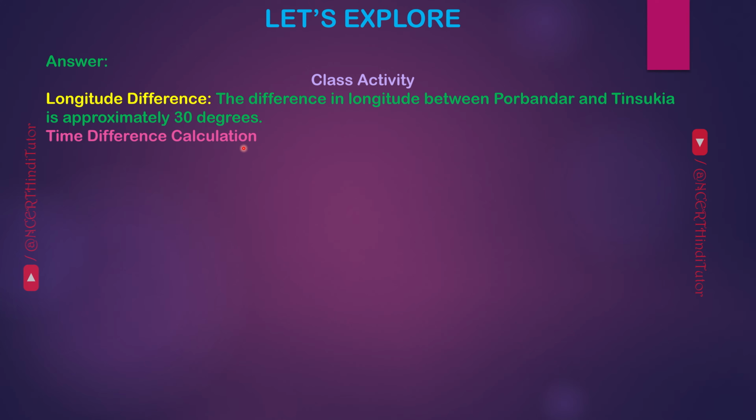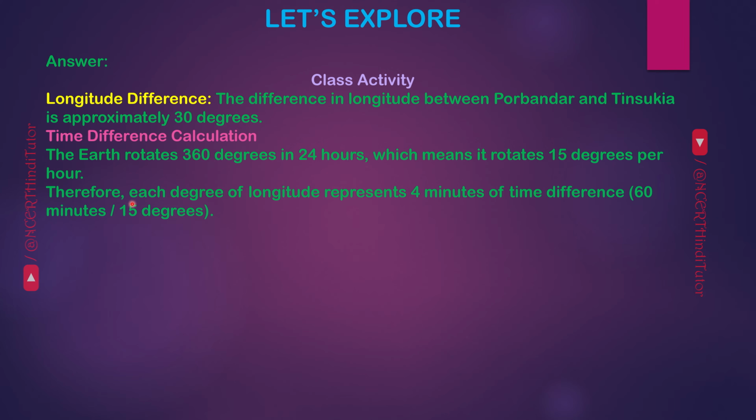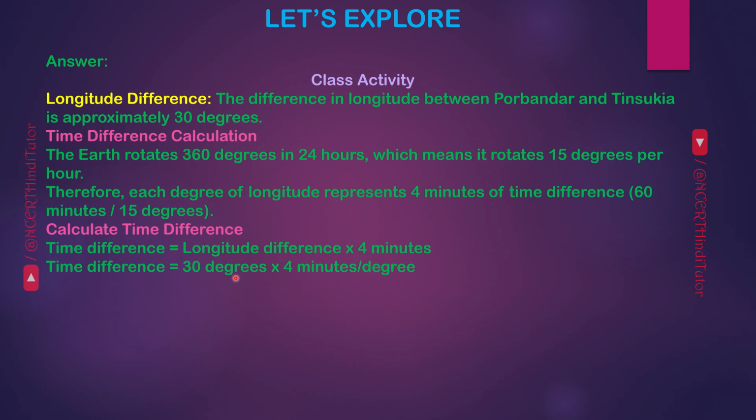Time difference calculation. The earth rotates 360 degrees in 24 hours, which means it rotates 15 degrees per hour. Therefore, each degree of longitude represents 4 minutes of time difference, 60 minutes divided by 15 degrees. Calculate time difference. Time difference is equal to longitude difference into 4 minutes. Time difference is equal to 30 degrees into 4 minutes per degree. Time difference is equal to 120 minutes or 2 hours.